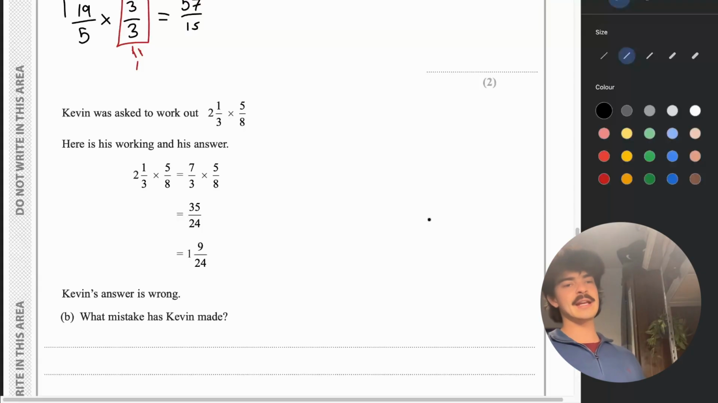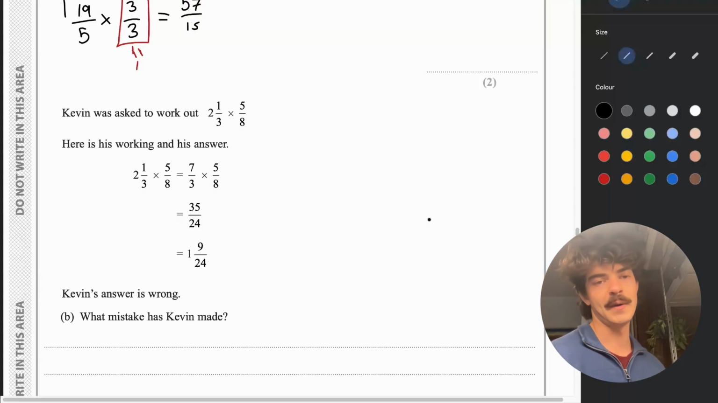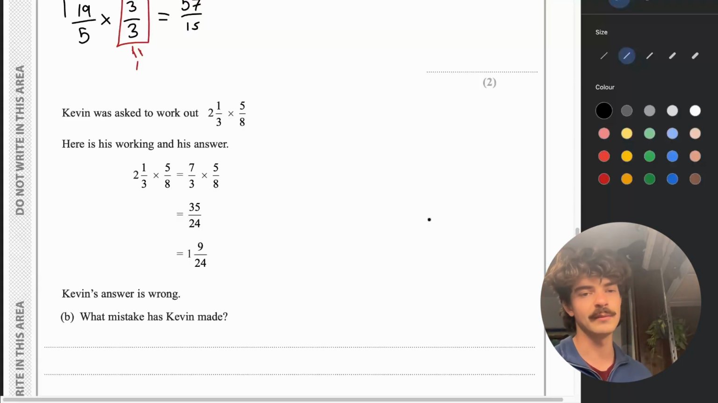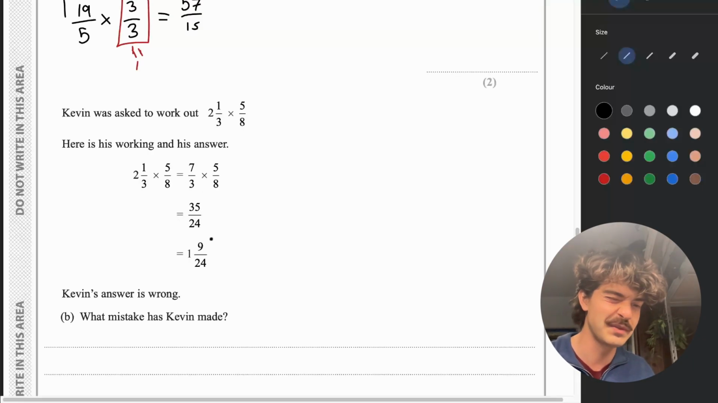And then next over here, Kevin was asked to work out 2 1/3 multiplied by 5/8, and we need to identify where his error was. Alrighty, so 2 1/3 times by 5/8. Yeah, okay, that's what we started off with. 7 over 3, yeah, that's looking right. 2 times 3 plus 1 is 7. 5/8 stays the same. Next up, we're multiplying them. 7 times 5 indeed is 35. 3 times 8 indeed is 24.